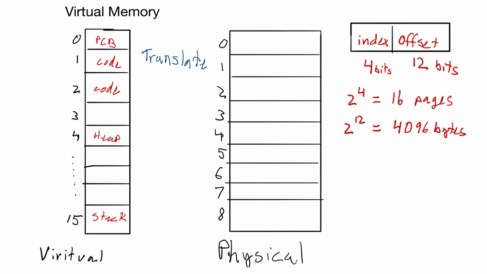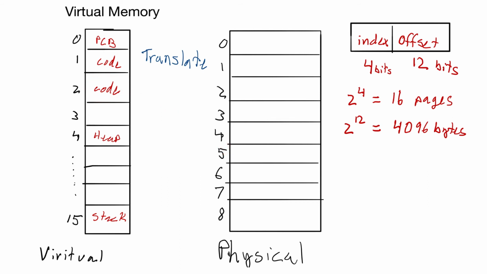I went ahead and numbered each page of our process and also each page frame of our physical memory. So what we can do is we can decide to store this page in any one of the page frames here.